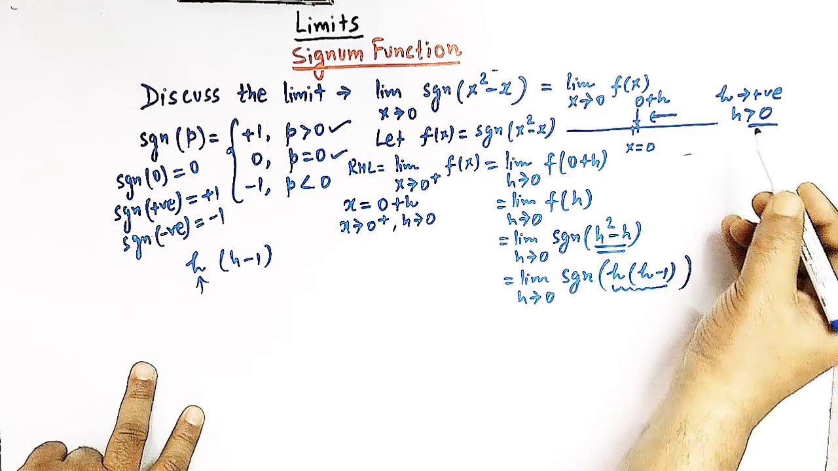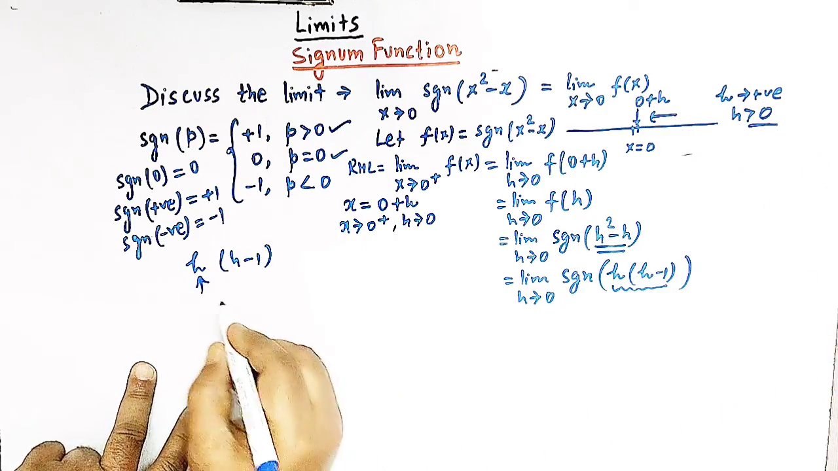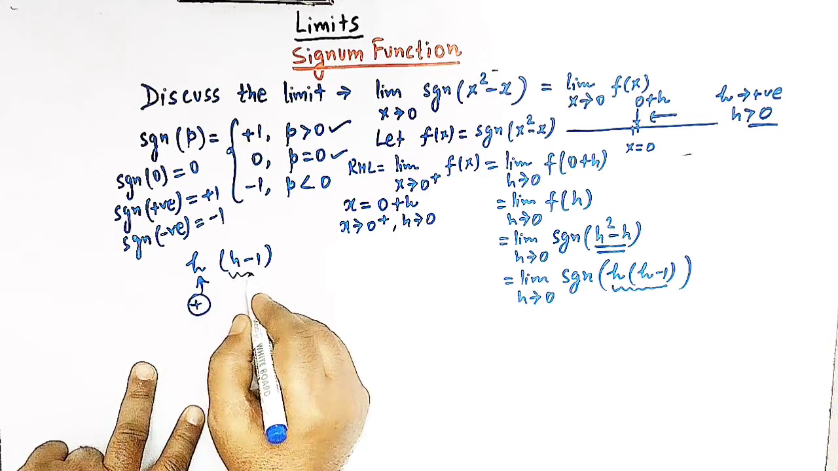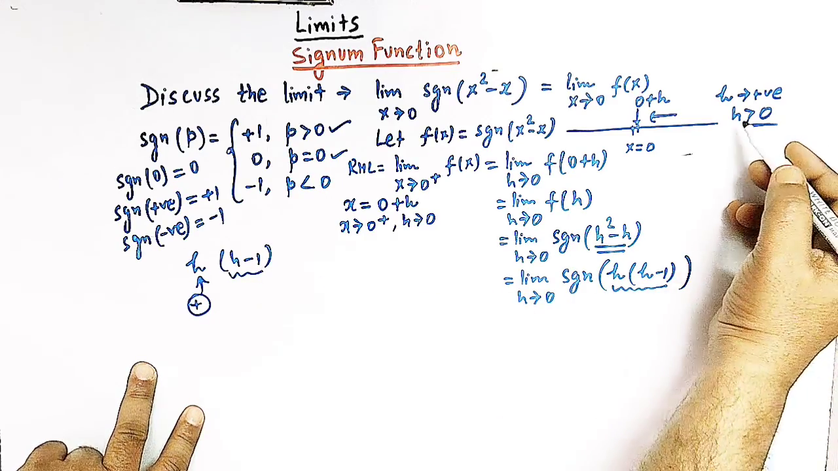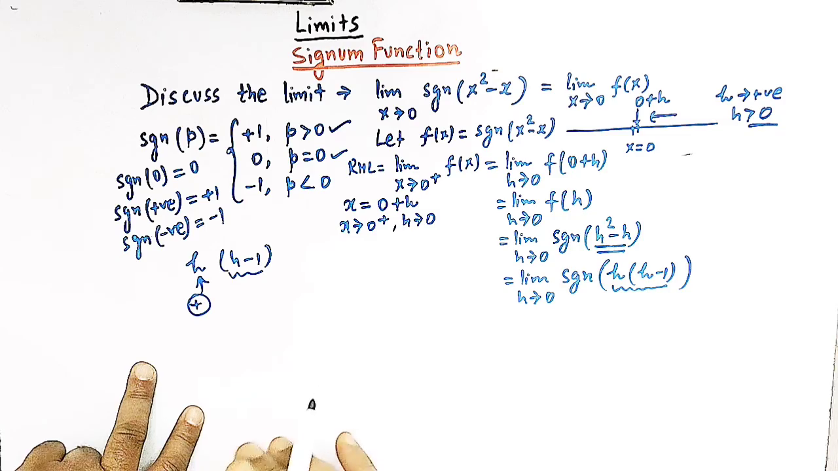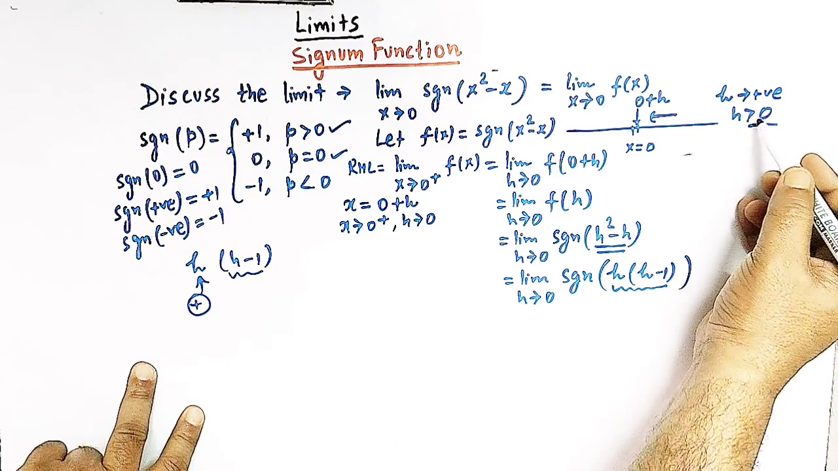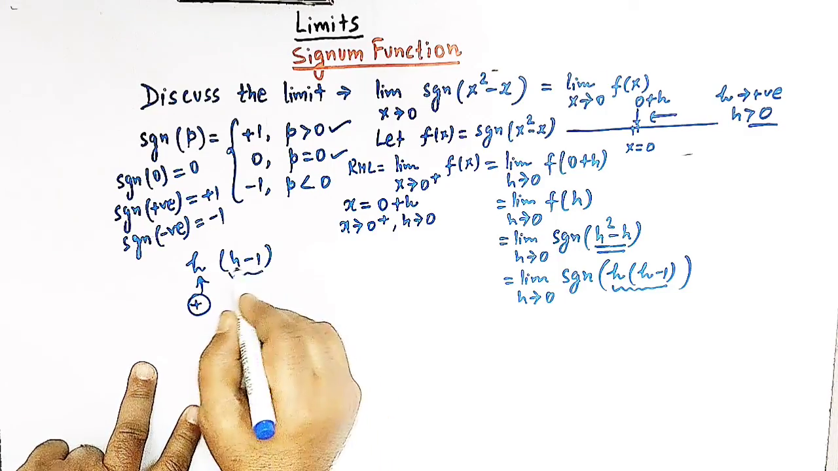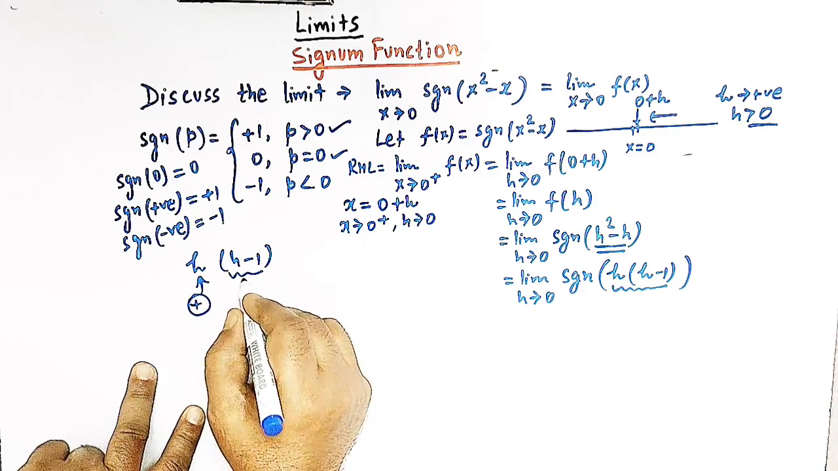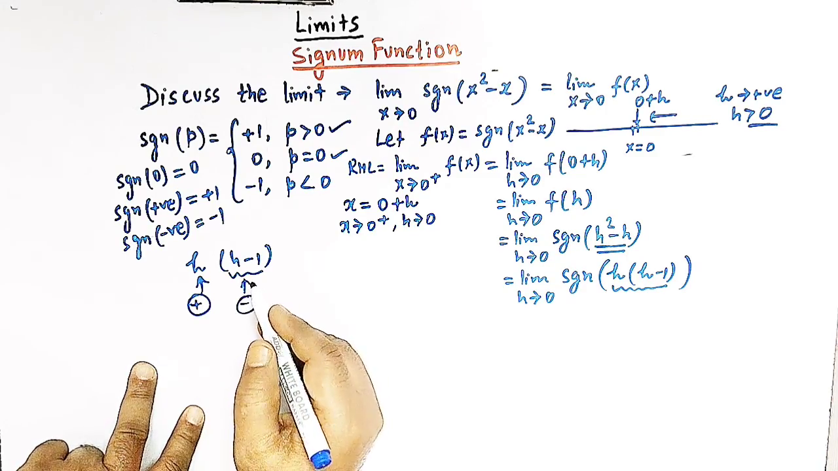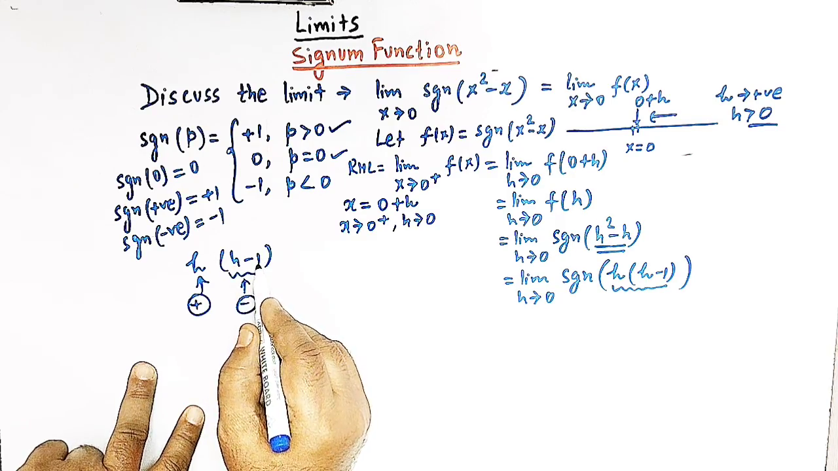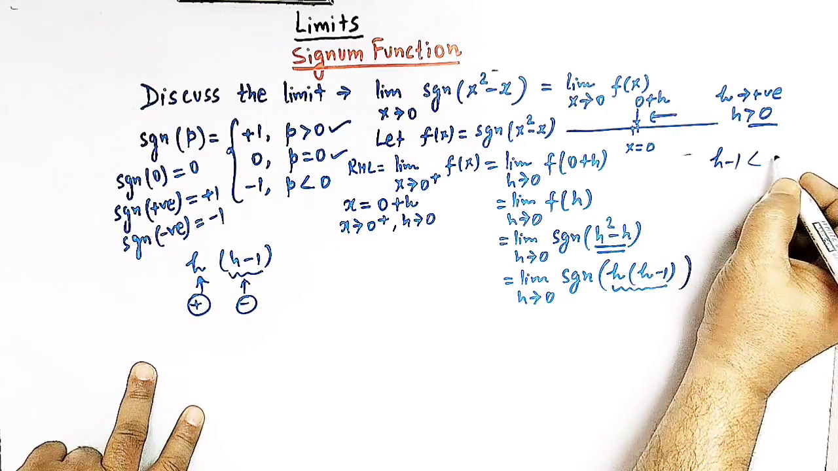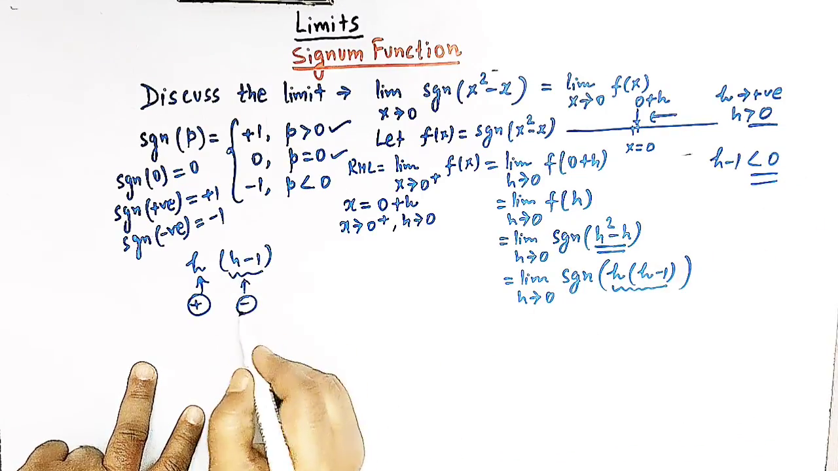Now h is a positive quantity, that is h is greater than 0. So h is always going to be positive. And here we have h minus 1. Now see, h is infinitesimally very small, right? And h is greater than 0, but it is less than 1, right? So this quantity, that is h minus 1, is going to be a negative quantity because h is less than 1, right? So h minus 1 is going to be less than 0. So this quantity is negative.